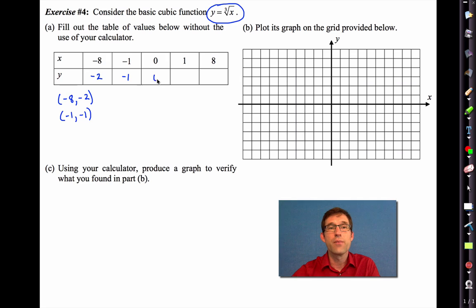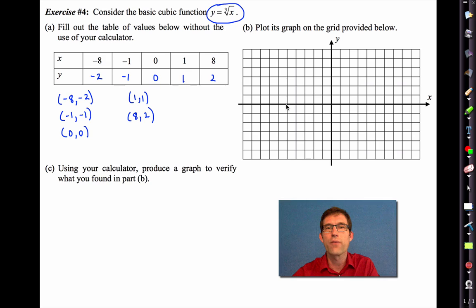The cubed root of 0 is 0, corresponding to the point (0, 0). The cubed root of 1 is 1, giving me the point (1, 1). And the cubed root of 8 is 2, giving me the point (8, 2). So let's see how this looks.